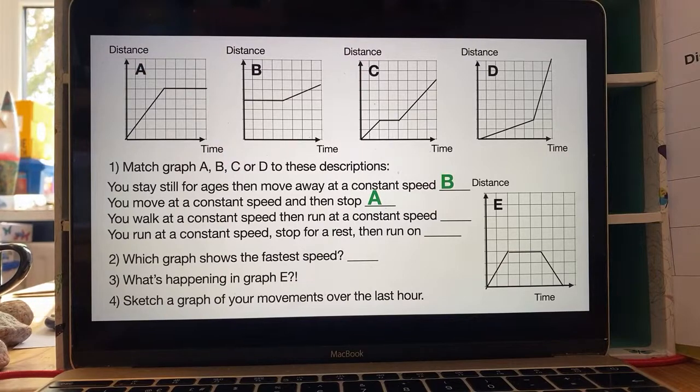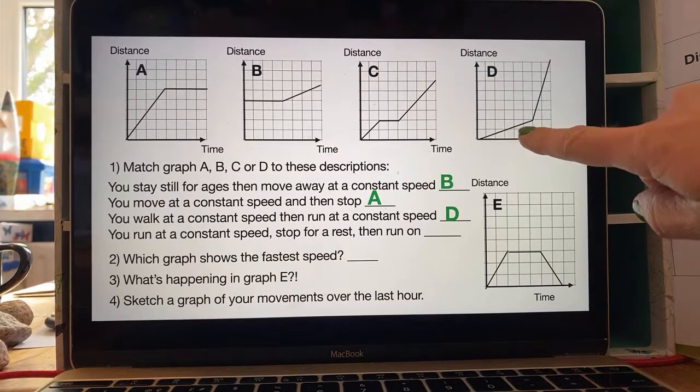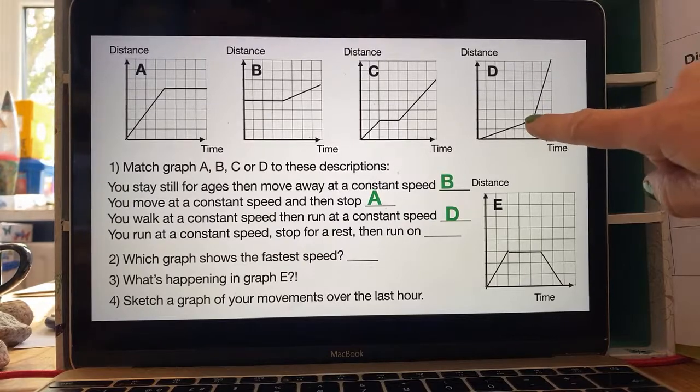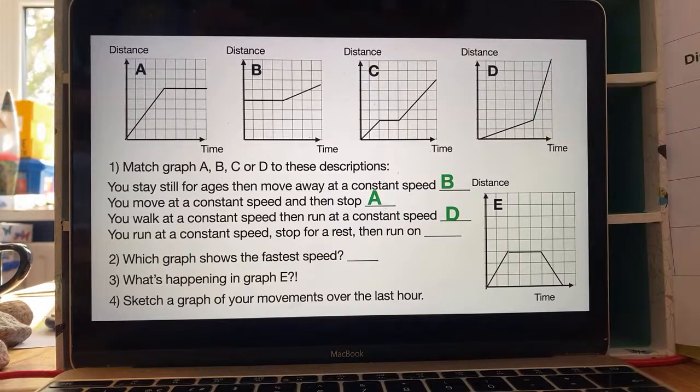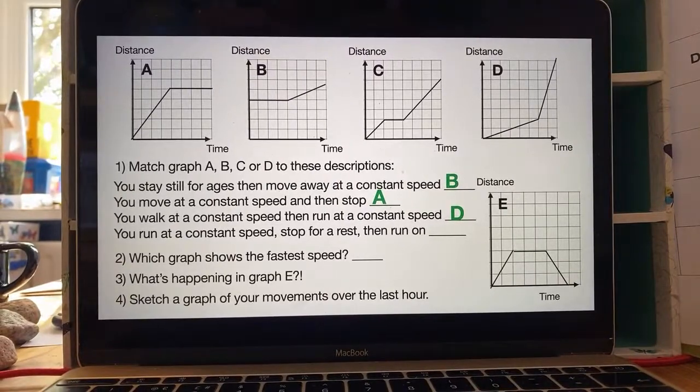You walk at a constant speed and then you run at a constant speed. So that would be D, okay? As time goes by, you go the same amount of distance each time, and then eventually the graph gets much steeper. So the same amount of time goes by, but should we dig into this a bit? I'll tell you what, we'll do that when we look at who's running the fastest.